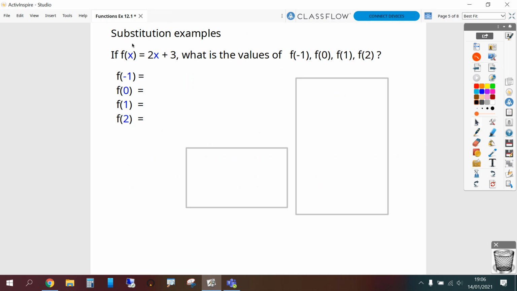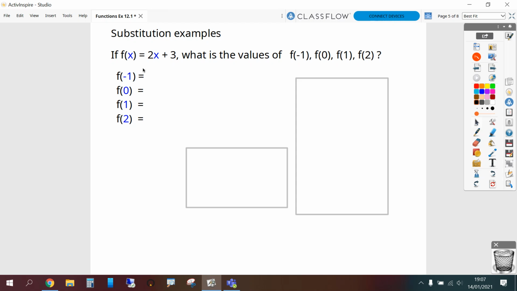Some examples of how we use this now. These are substitution examples. Here we're given a function. This time it's saying if f of x equals 2x plus 3, what are the values of f of minus 1, f of 0, f of 1, and f of 2? So all we are doing is we're changing the x and substituting in the number each time.